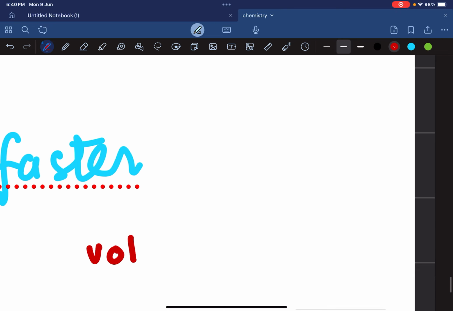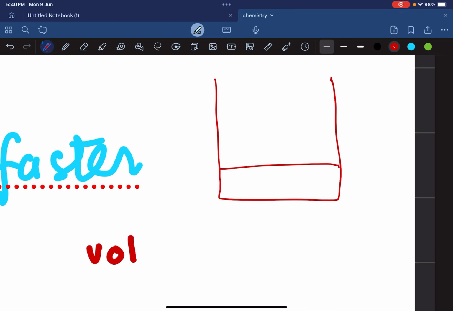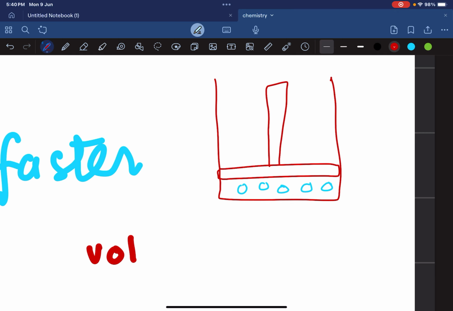I'm going to explain it to you like this. You have this container, and first you have 5 particles: 1, 2, 3, 4, 5, and these 5 particles are here. So they're going to collide more frequently because they have less volume, okay? They have this volume of, for example, 20. So right here, this is 20 centimeter. So the volume is this.